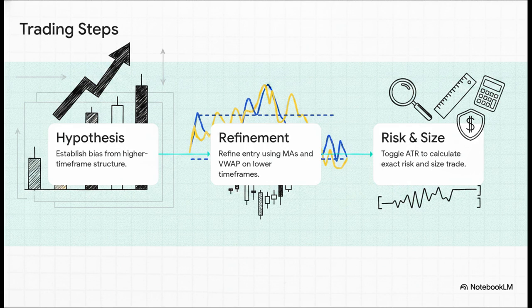Step 2. You zoom into lower time frames and use those moving averages and VWAP to really refine your entry. And step 3. Only then do you toggle on the ATR to calculate your exact risk and size the trade. Notice how structure and volume are always the primary drivers? Everything else is just secondary context.